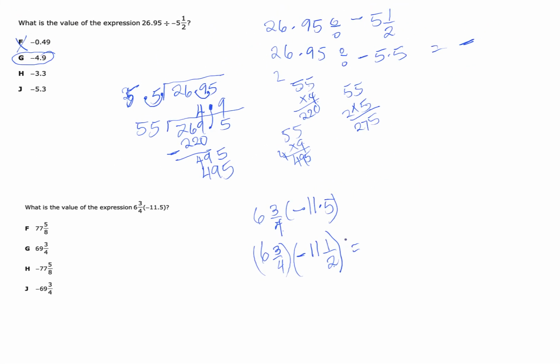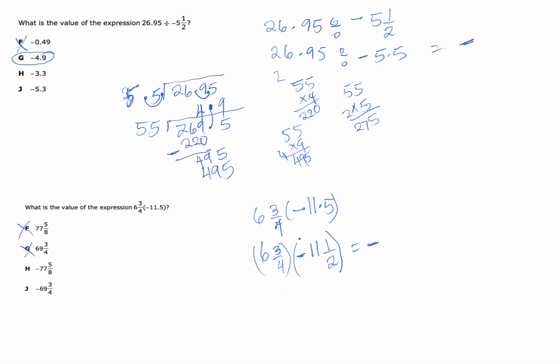Now there are certain things you can do to kind of guesstimate your answer. Positive times a negative is a negative. So I know that my answer is going to be a negative. F and G are out. Here you have mixed numbers, and if you want to multiply mixed numbers, your first step is you have to change them to improper fractions.